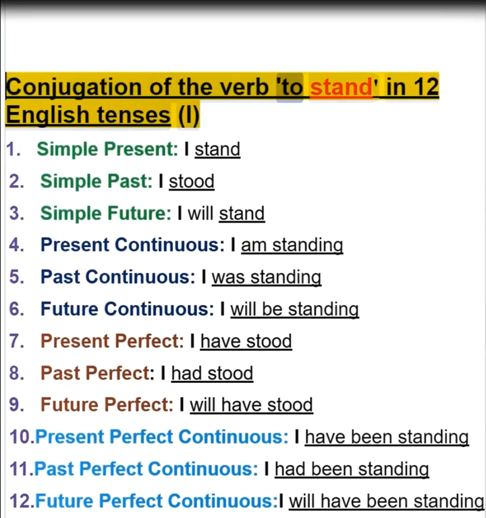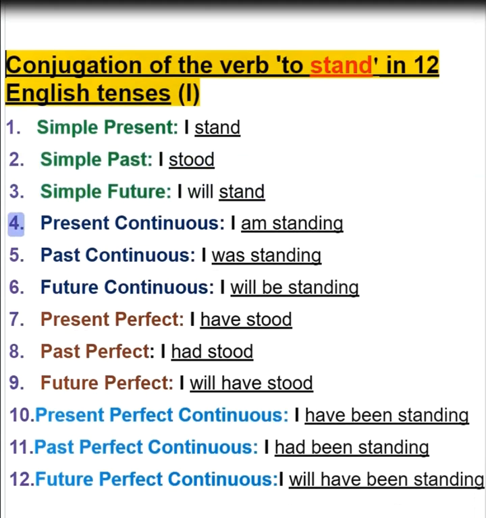Conjugation of the verb to stand in 12 English tenses. 1. Simple present, I stand. 2. Simple past, I stood. 3. Simple future, I will stand. 4. Present continuous, I am standing.